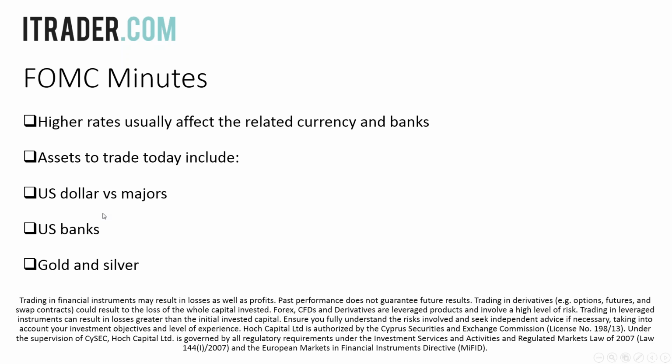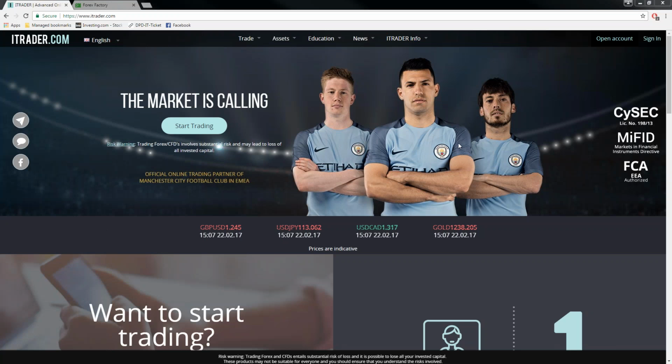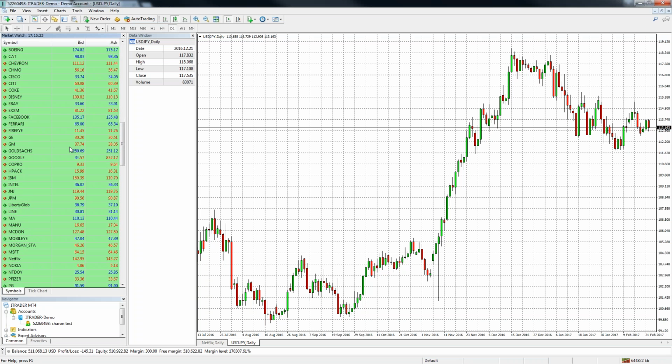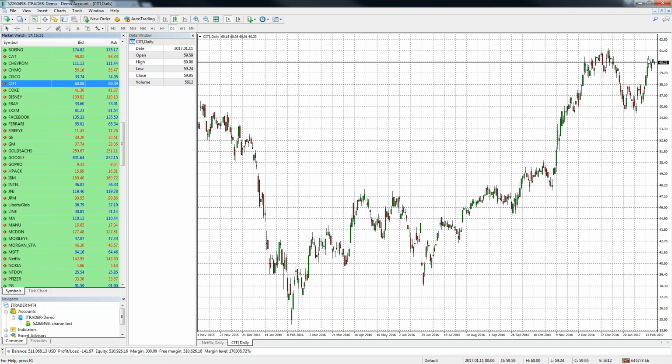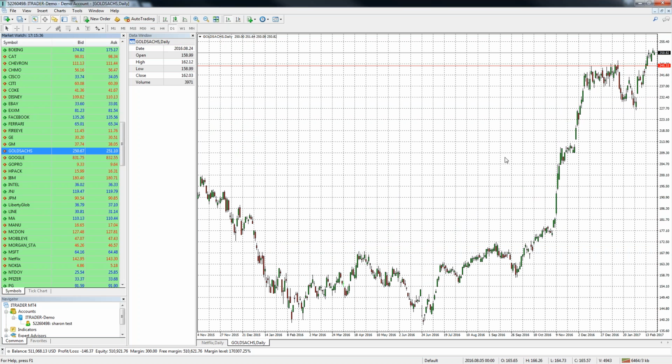Assets to trade are the US dollar versus majors and US banks. US banks go with the currency, with the interest rate. Right now, interest rate went up from 0.25 to 0.75% in 2 years after 7 years that it didn't go up. So if you look at the US banks, just like the whole stock market, they are at the highest point ever. Guys, it's so easy to trade these days. Look at this, a Citibank daily chart, highest point ever. Goldman Sachs, look at the US banks.